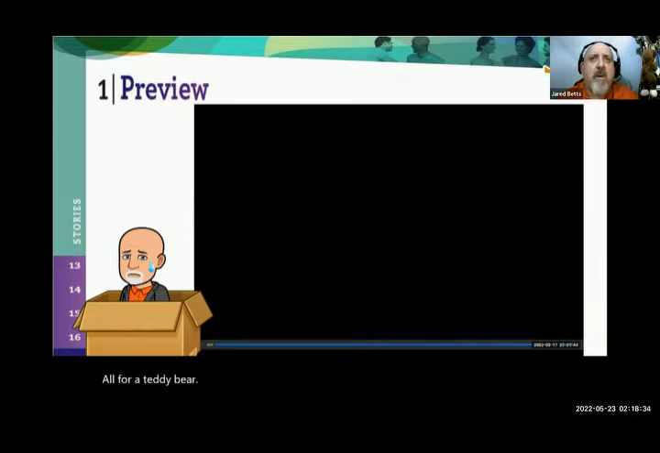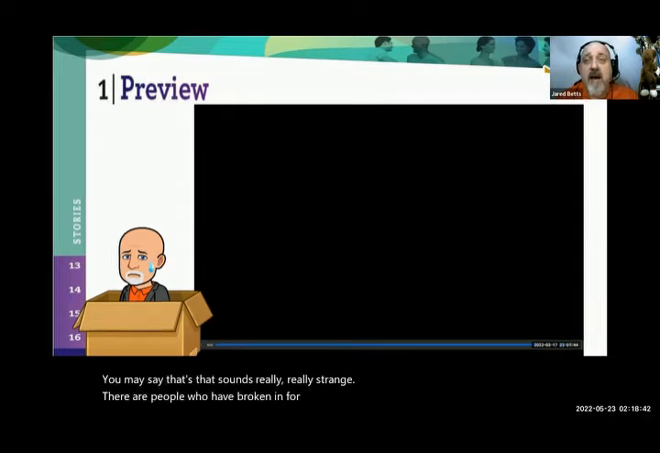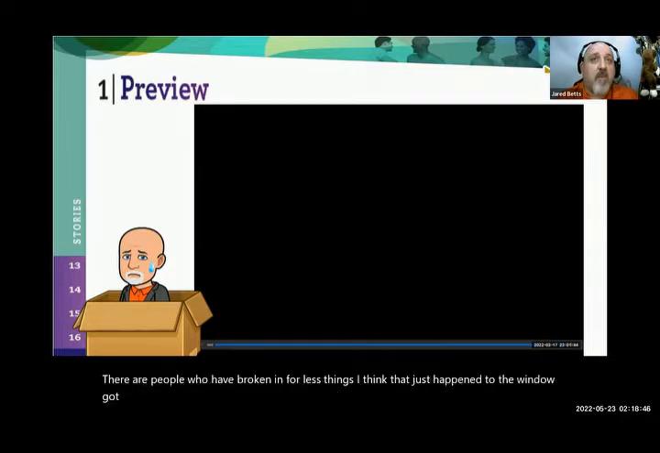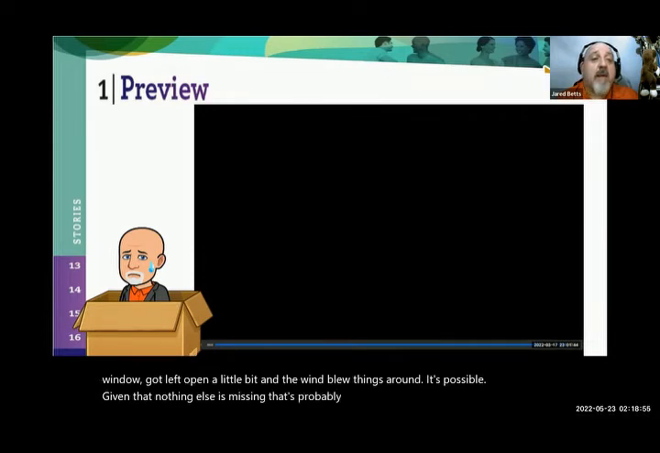Now you may say, "Oh, that sounds really, really strange." There are people who have broken in for less things. I think that the window got left open a little bit and the wind blew things around. It's possible. Given that nothing else is missing, that's probably most likely what happened.